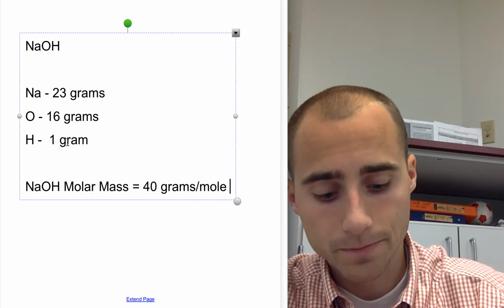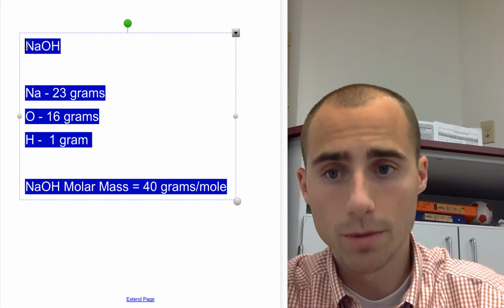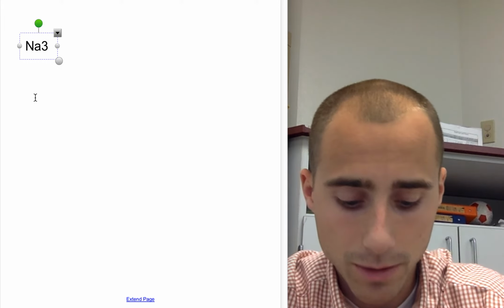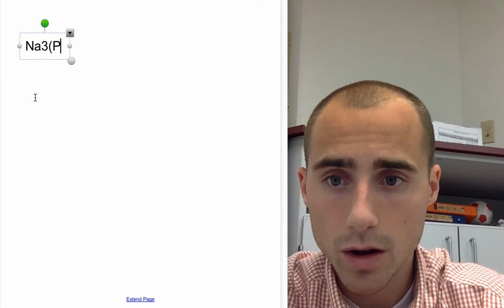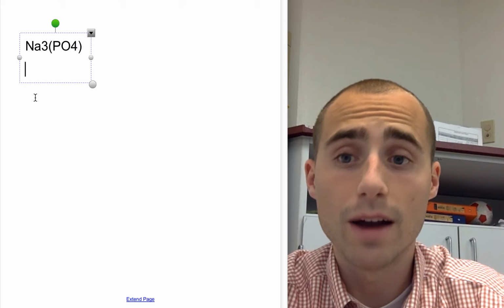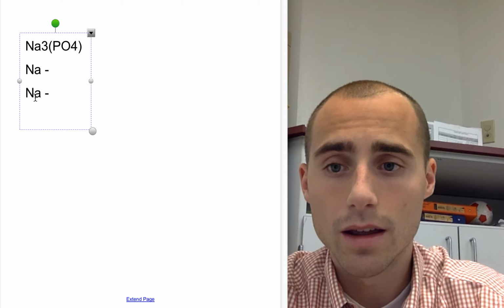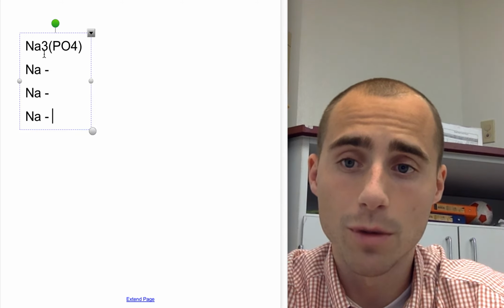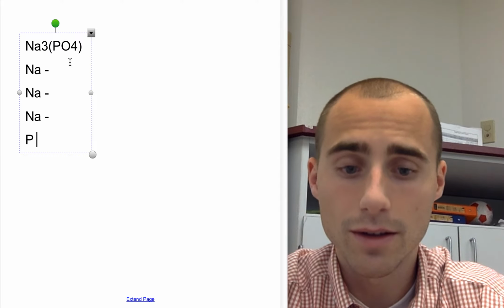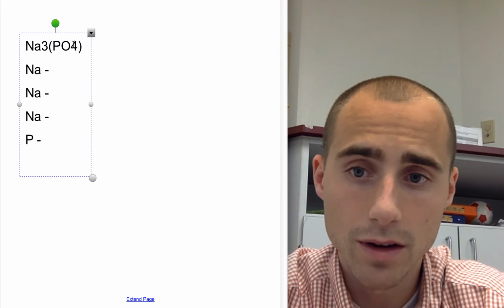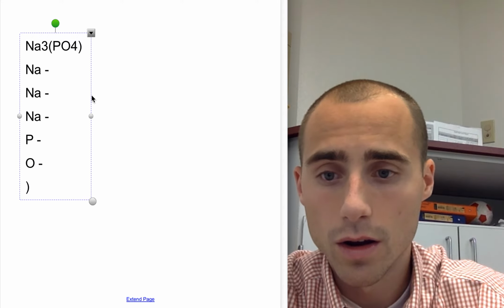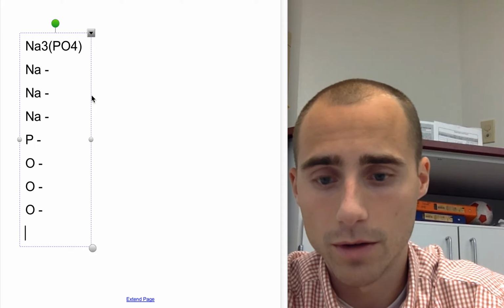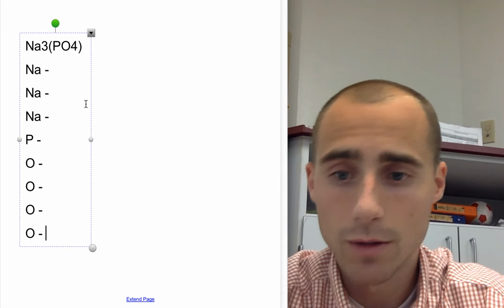Excellent. Okay, 2 more examples. Just getting more and more complex. This time, if we had Na3, sorry, I can't do subscripts on here. Na3 and then PO4. Got to separate it out first. So we have Na, Na, and Na. Why did I do 3 Nas? Because I have 3 Nas in my formula right here. And then we have 1 P, right? Because this 4 only applies to the oxygen. So we have 1 P, and then we have 4 O's. It's going to be a lot of math.